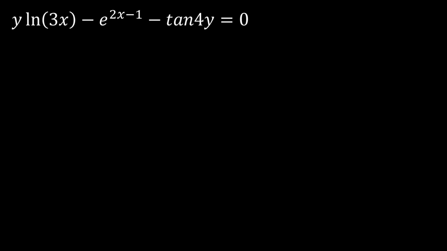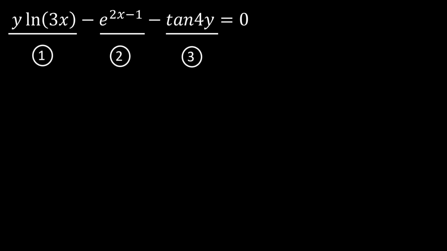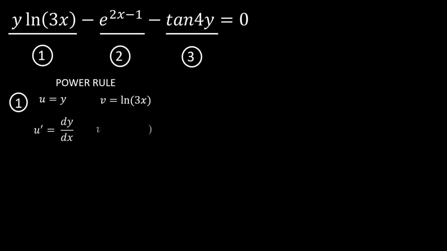First of all, the question must be split into 3 parts like this. And then for part 1 we must use the product rule. That means u equals y, v equals ln 3x. And then we must differentiate u and v. So u prime equals dy over dx, v prime equals 1 over 3x times 3. So we simplify it and then we get 1 over x.